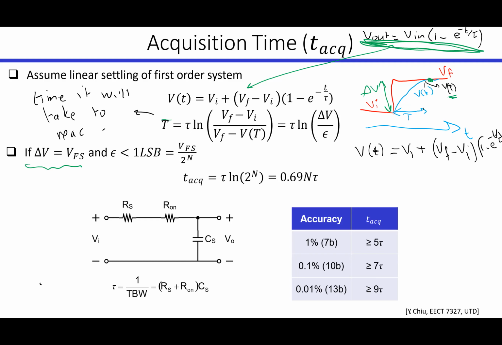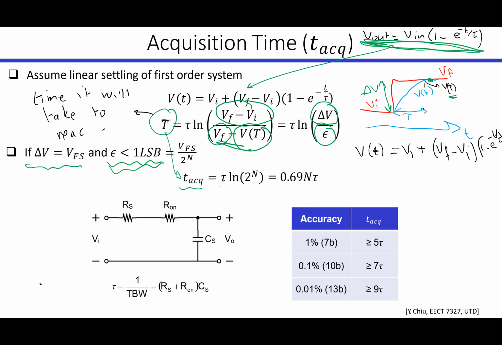And how much error am I okay to tolerate? My error should be less than 1 LSB. So my V final, the final value that I want to reach, minus the value that I have reached, their difference should be less than 1 LSB. And the total jump that I am making, which is delta V here, I am substituting with V full scale. So now I again want to find this capital T. Here again, they are naming it T acquisition time.